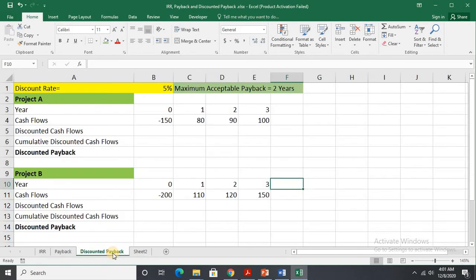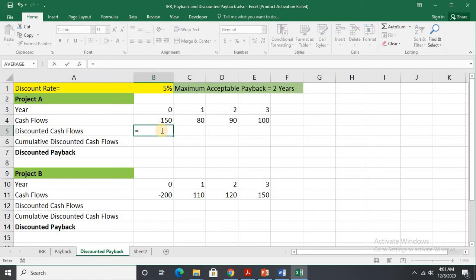Now we'll calculate discounted payback period. To find out discounted payback period, we need to calculate first of all discounted cash flows, then cumulative discounted cash flows, and finally we'll find out the discounted payback. Let's calculate the discounted cash flow for project A. So over here our discount rate is 5% and we know that our maximum acceptable payback is 2 years. Let's calculate the discounted cash flows for project A.